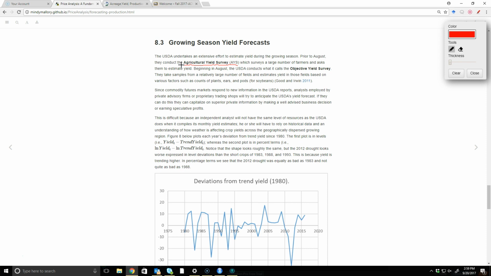August, however, is the first month when they do start doing that stuff, and it's called the Objective Yield Survey. And so they send agronomists out to a large number of fields, and they make actual estimates based on count of plants and number of ears per plant, and in the case of soybeans, the pod counts, and they can get a much more accurate estimate of the yield by doing that.